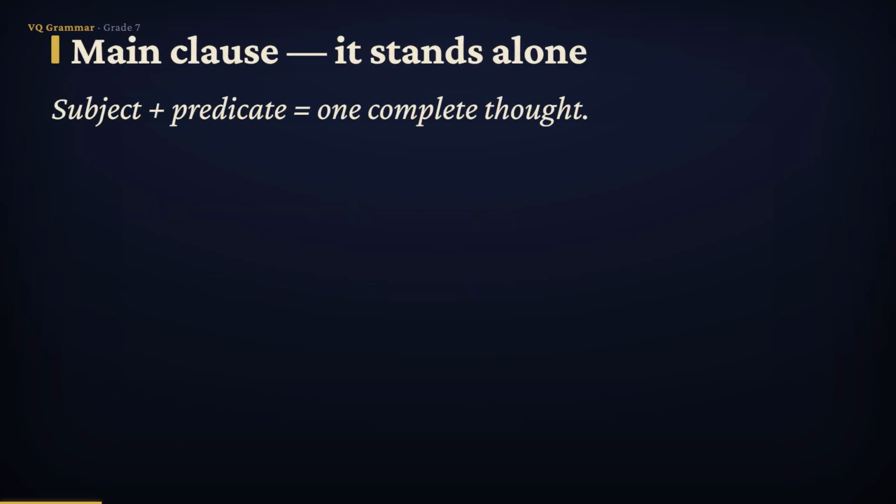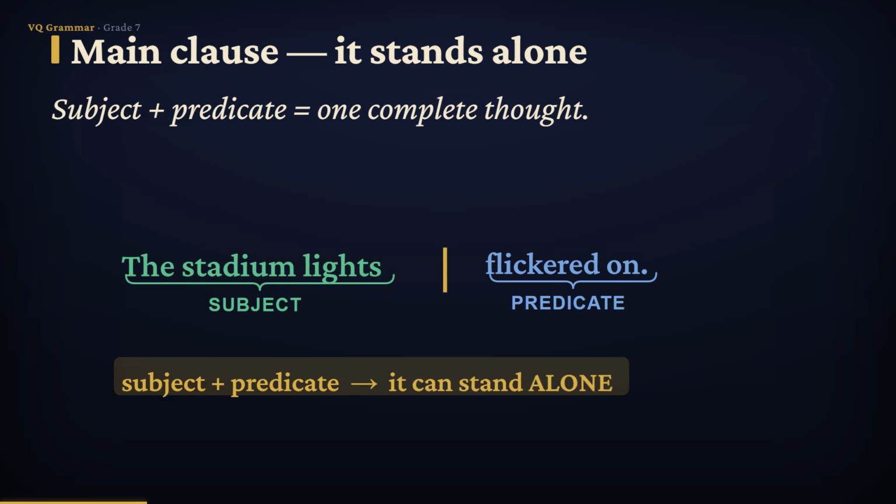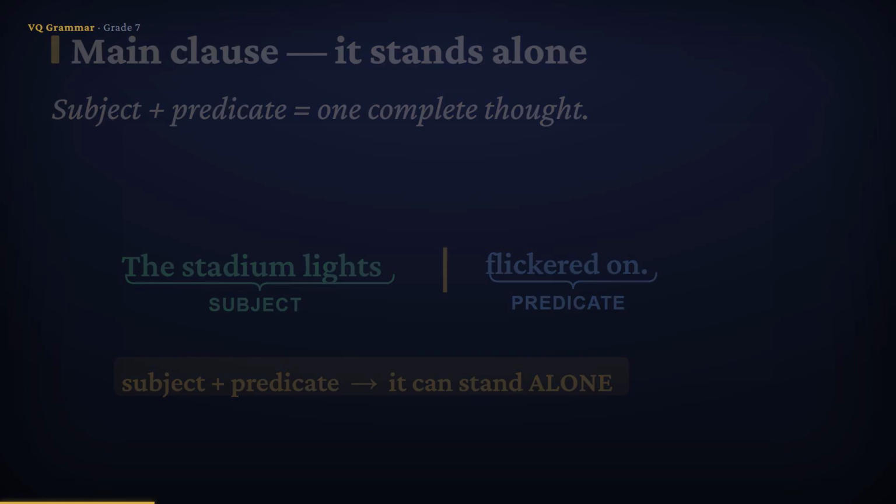First, the main clause, also called an independent clause. It has a subject and a predicate, and it expresses one complete thought. Take this one. The stadium lights flickered on. There's the subject, the stadium lights, and there's the predicate, flickered on. A vertical line marks where one side ends and the other begins. Because it's a complete thought, this main clause can stand all alone as its own sentence. Full stop, and you're done.